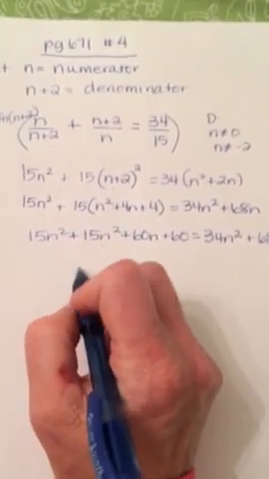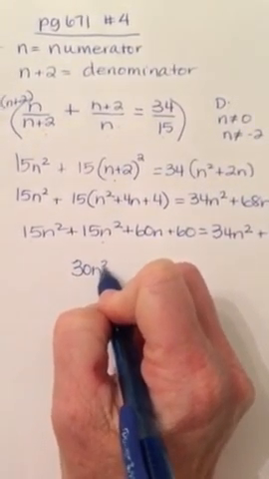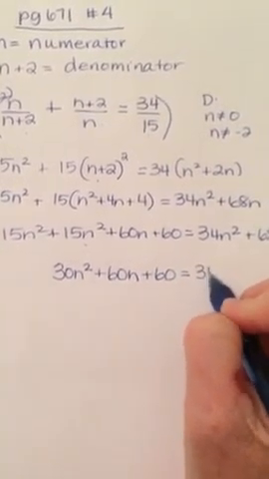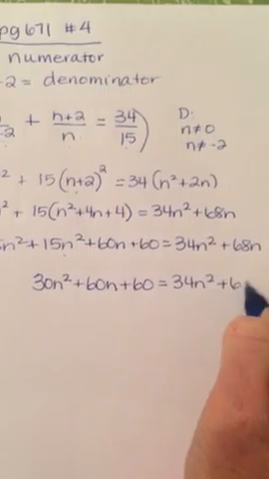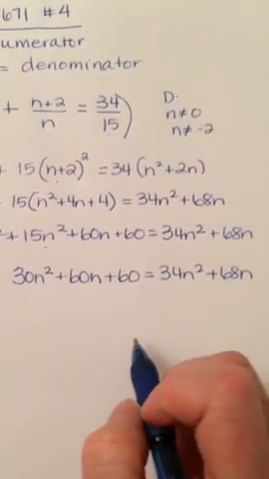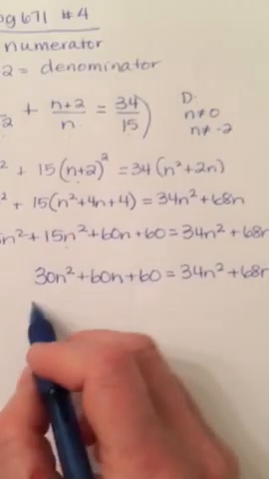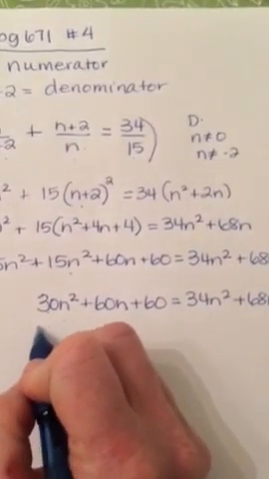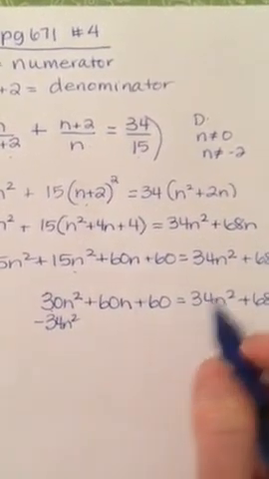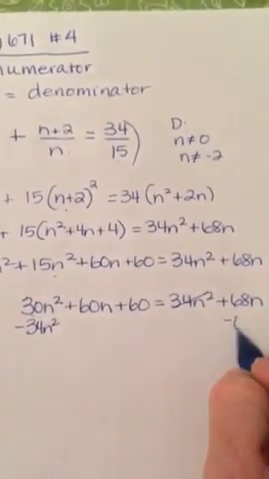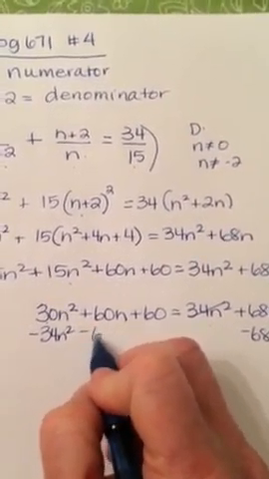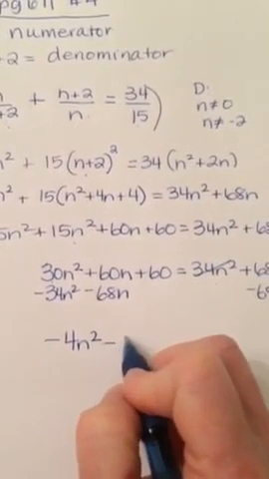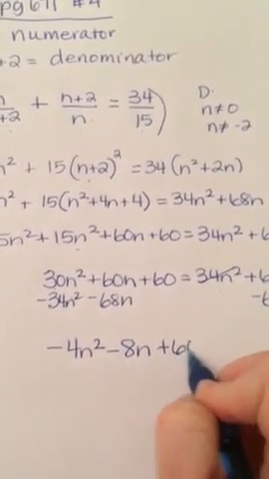Okay, so let's combine the like terms here, and we get 30n squared plus 60n plus 60 equals 34n squared plus 68n. Okay, so I know that it's quadratic. I need to get it set equal to 0. So I'm going to bring the 30n squared over. Actually, let's just bring these over because it's easier. So I'm going to subtract 34n squared from both sides. That's going to go away. I'm going to subtract 68n over here. And I'm going to get -4n squared minus 8n plus 60 equals 0.